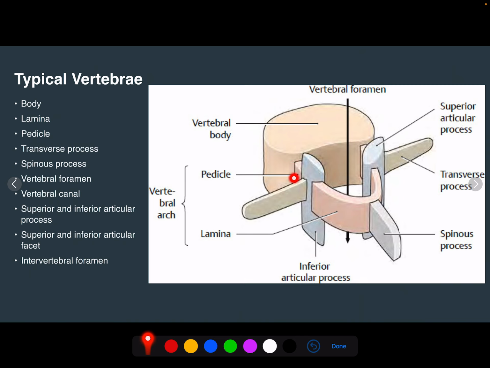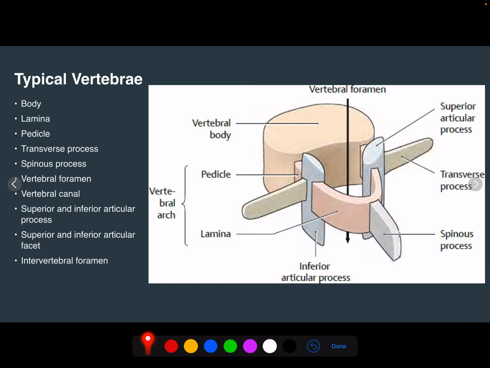This is different from the pedicle, which is a bit shorter. It helps to connect the vertebral body to the transverse process. The pedicle connects the transverse process to the vertebral body. Our transverse processes are going to be the lateral projections. Our spinous process is going to be our most posterior projection. Our vertebral foramen is going to be this large central opening within a single vertebrae.